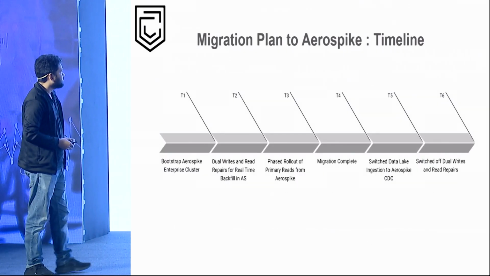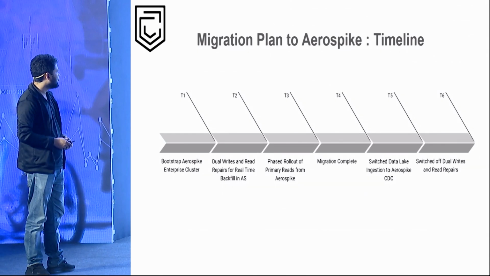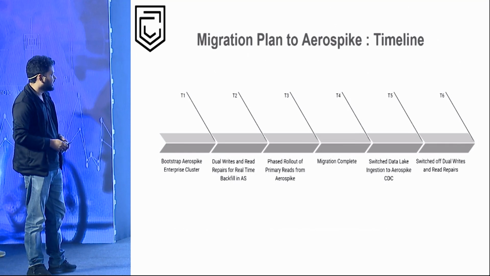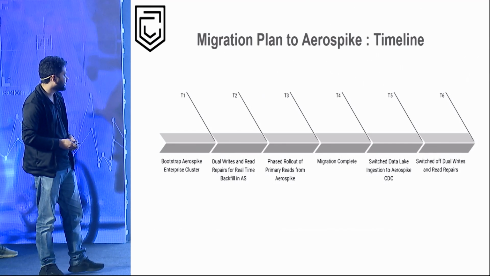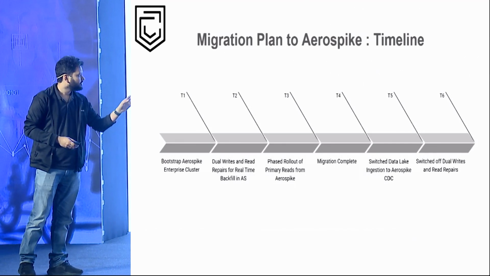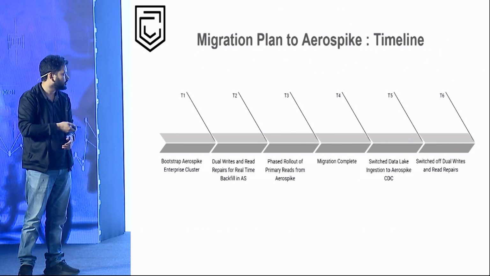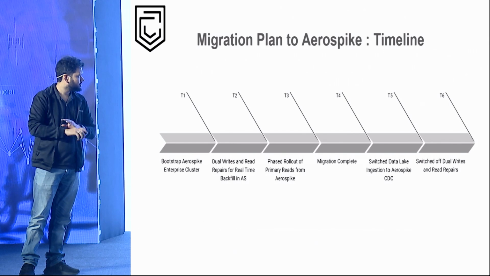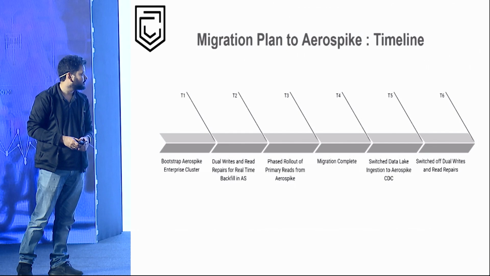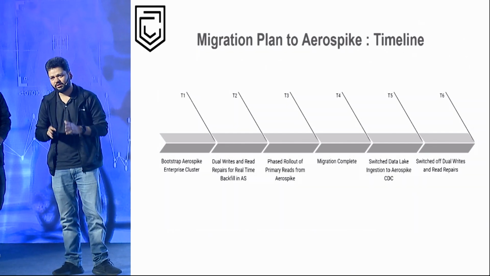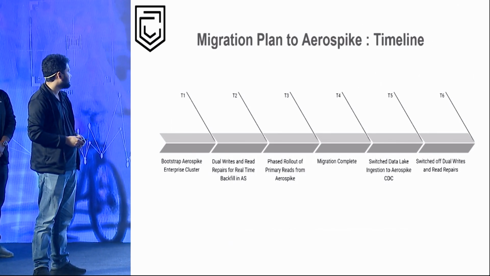So this was what the timeline looked like. Right from bootstrapping the Aerospike cluster, we enabled dual writes and read repairs for a considerable amount of time. And then we started out with the phased rollout from 1% to 100%. That took some time. We were very careful for that. And once the migration was complete, we switched the data lake ingestion to the Aerospike CDC, which came out of the box with the Aerospike Enterprise cluster. So that completed the entire migration loop for us. And as a final sanity step, we switched off the dual writes and read repairs, and Aerospike became the primary data store for the entity store service.